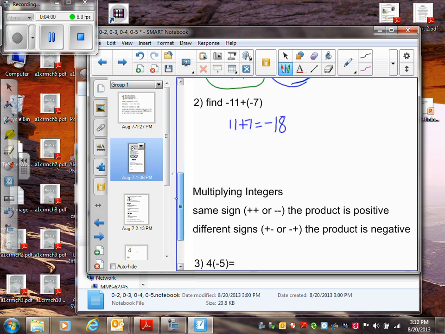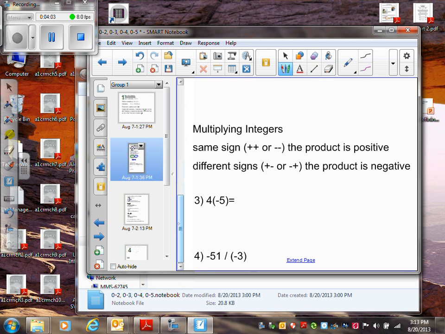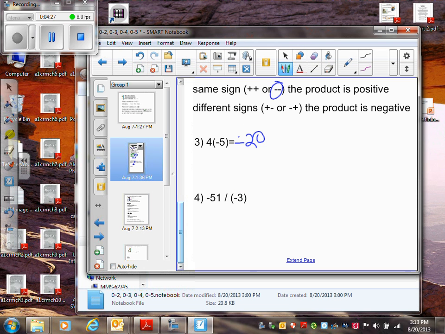All right, if you're multiplying integers, same sign, the product's going to be positive. Different sign, the product will be negative. So we have +4, -5. We know the product's going to be negative. All we have to do is multiply 4 times 5, and we'll get -20. Down here, it's the same sign. We have a double negative, so we know the product is positive.